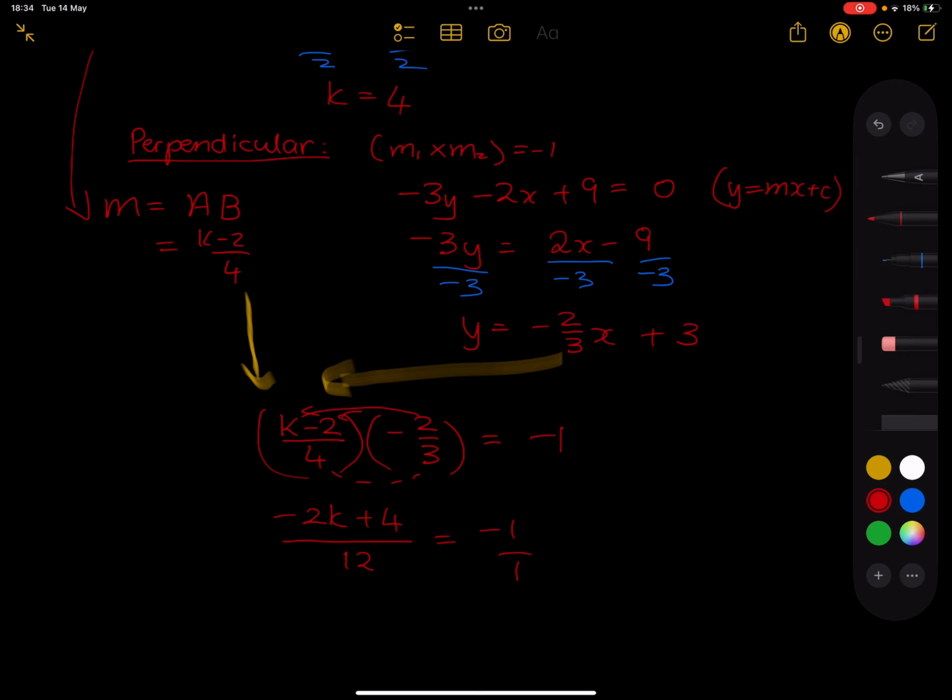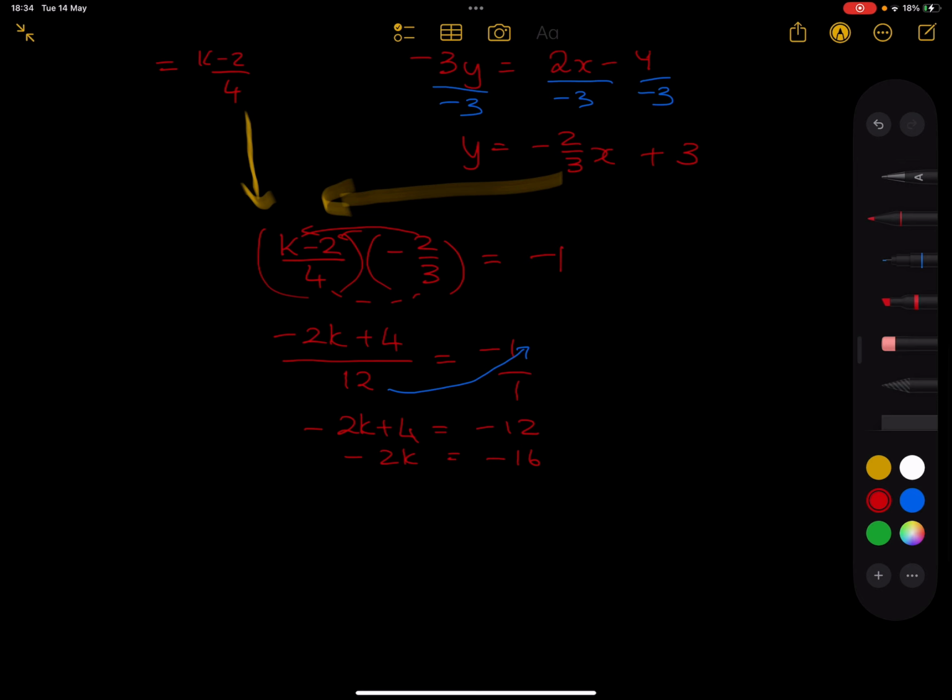But what I do now is I take this just to that side. So it gives me minus 2k plus 4 is equal to minus 12 because I multiply. So minus 2k is equal to minus 16. Then I divide by minus 2. So k is equal to 8. Yes, ma'am. Right.